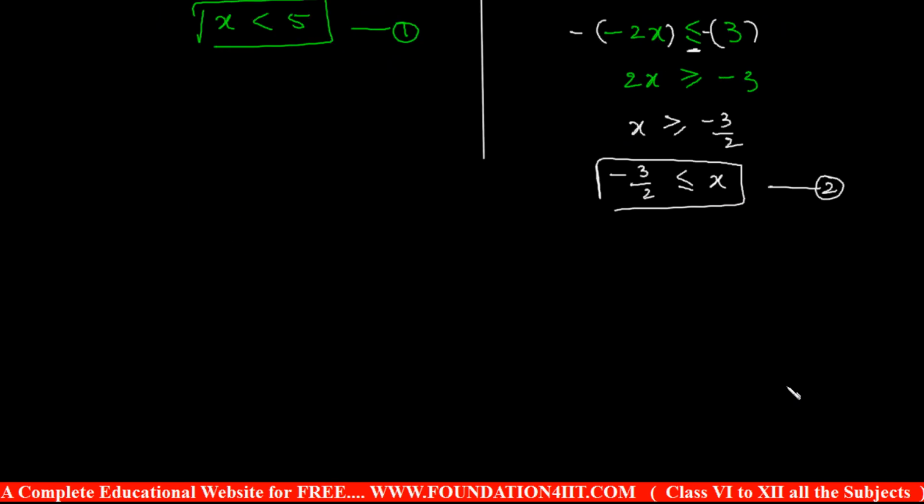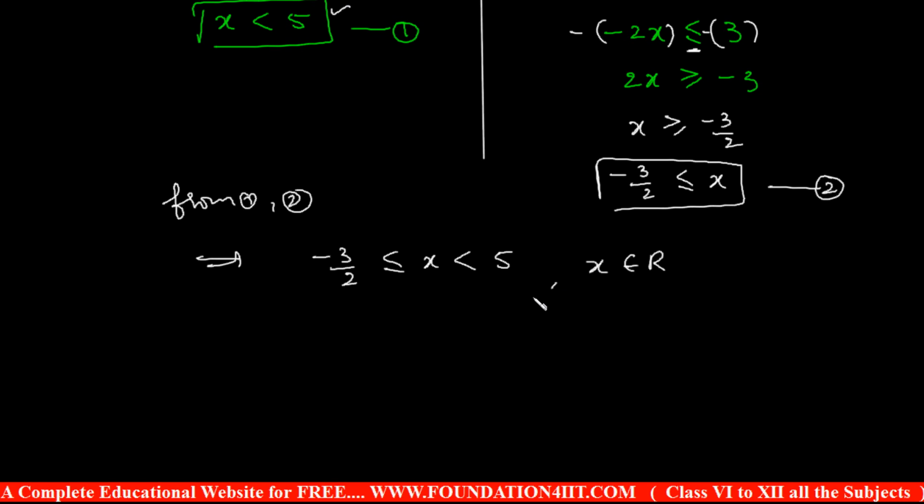From both of these combined, from 1 comma 2, we can write like this: minus 3 by 2 is less than or equal to x, and x is less than 5 from equation 1. Same, x belongs to the real numbers.